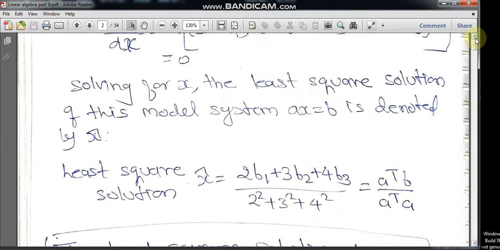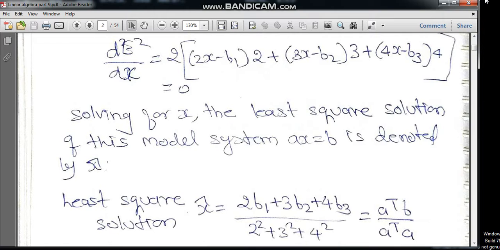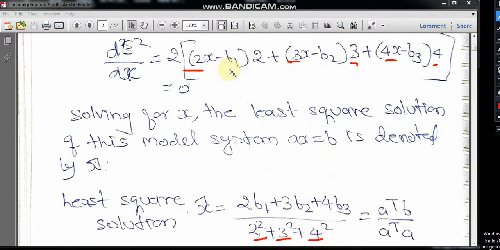So here just separate the x terms and also separate the b values. What you will be getting here: 2 square, 3 square, and 4 square, all this into x. And what about the b1? You can see 2b1, 3b2, and 4b3.